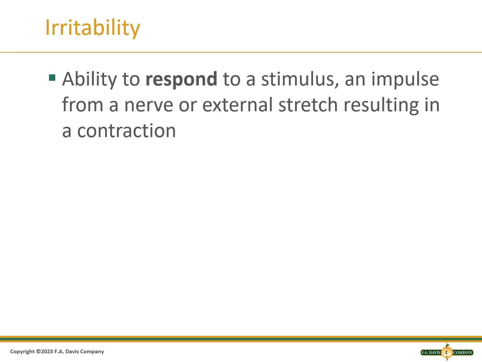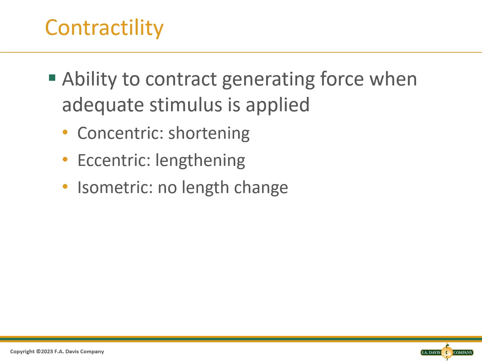Looking at the properties of a muscle, let's talk about irritability first. So irritability is a muscle's ability to respond to a stimulus, meaning an impulse from a nerve or external stretch can result in a contraction. We can cause muscles to contract, which makes them irritable. Contractility is the ability to contract, generating force when the stimulus is applied. So without contractility, nothing would happen to an irritable muscle. And so we have three types of contractions that we'll talk about more in depth later on in the lecture. But we have concentric contractions where the muscle is shortening, eccentric where the muscle is lengthening, and isometric where the muscle is staying the same length.